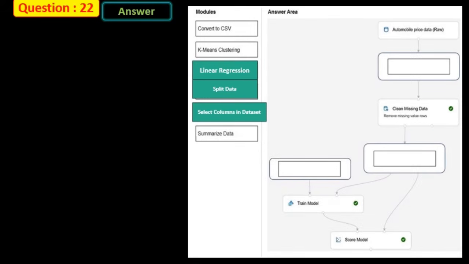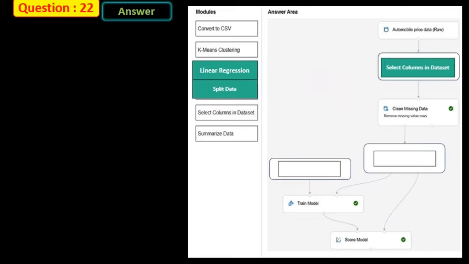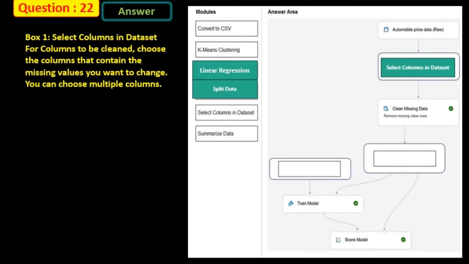So the correct selection is as follows. For blank box 1, select columns in dataset, after the automobile price data. For columns to be cleaned, choose the columns that contain the missing values you want to change. You can choose multiple columns. Then blank box number 2, split data.